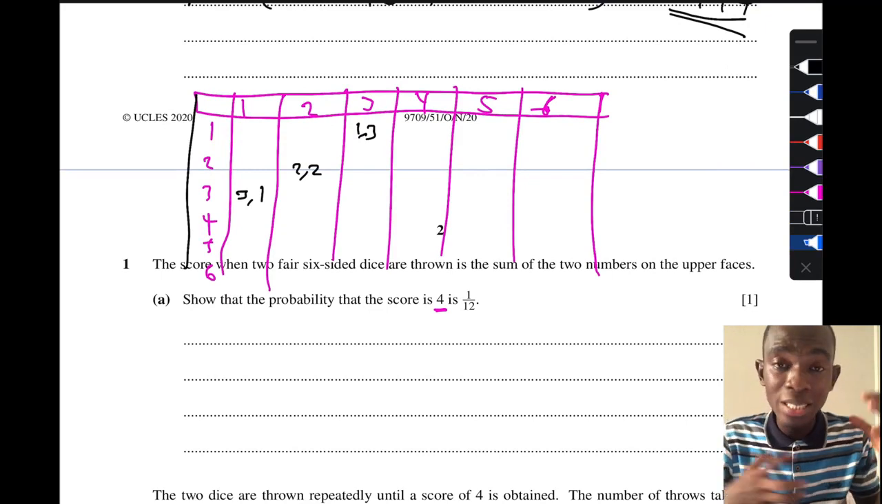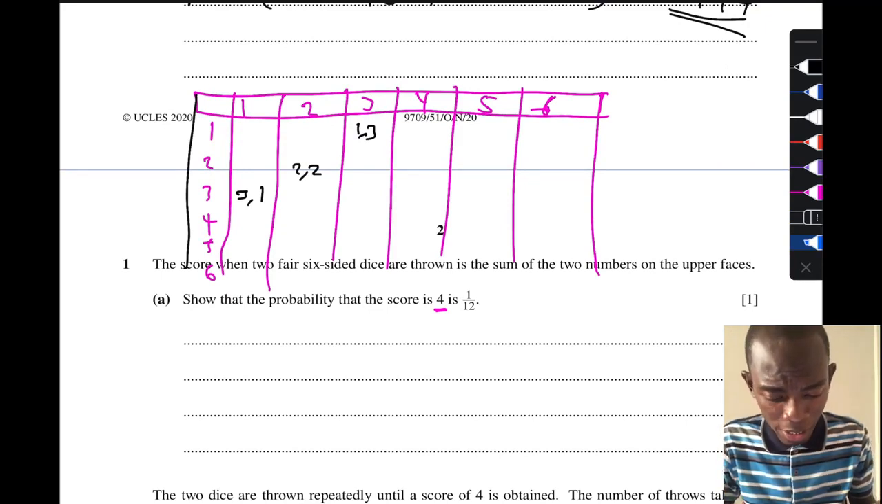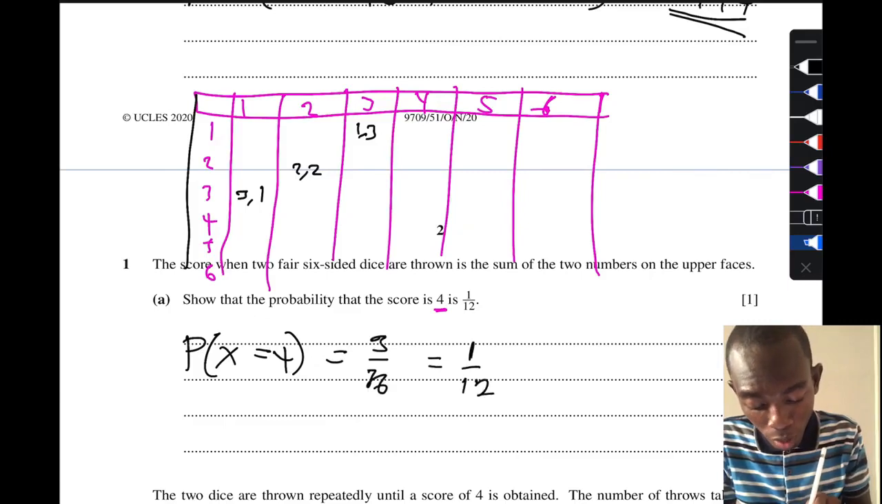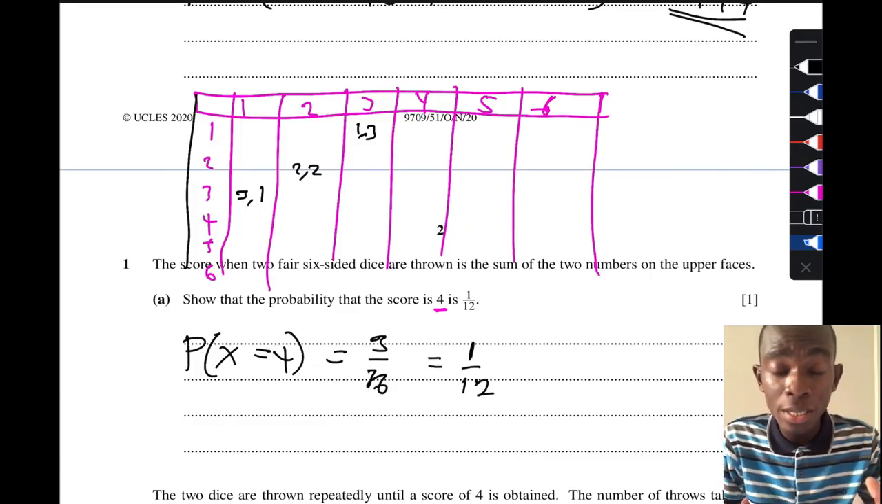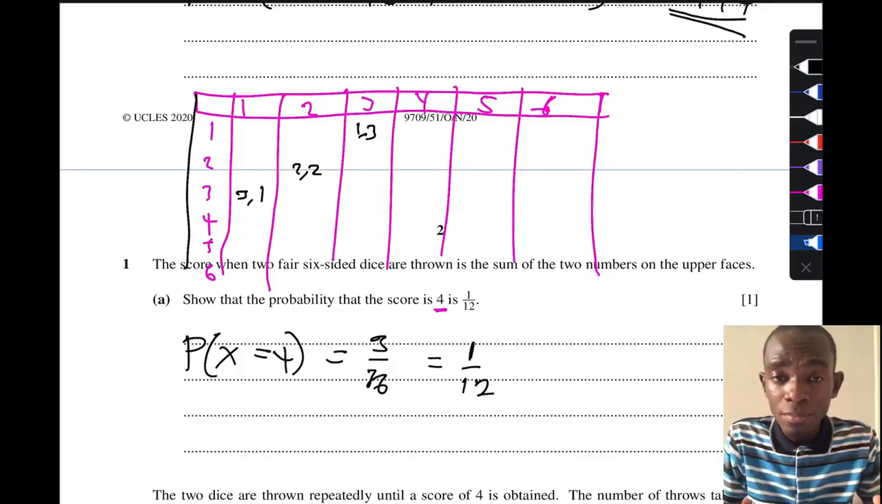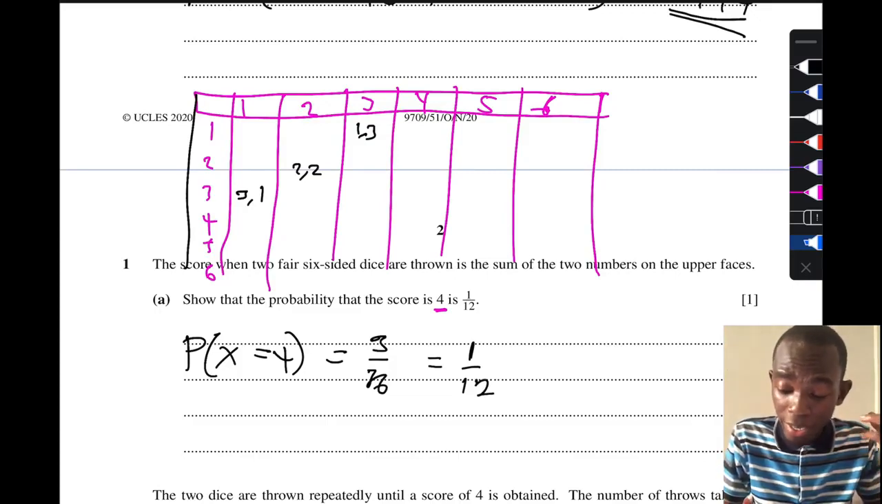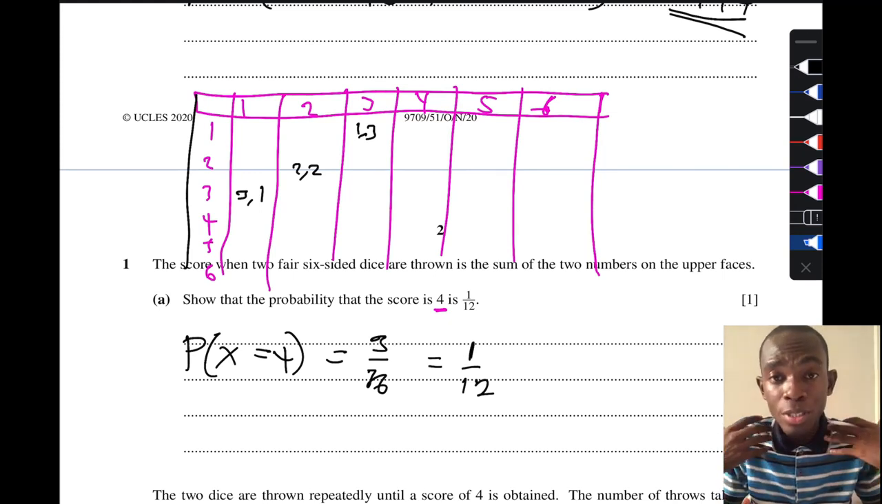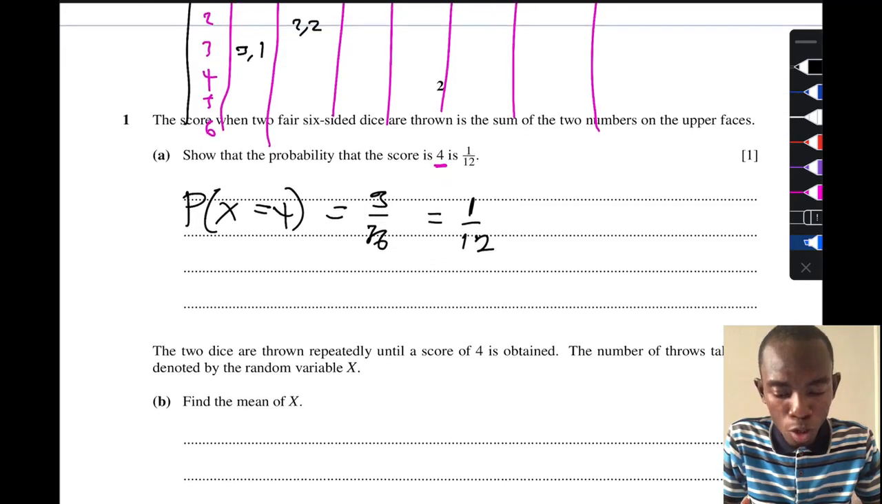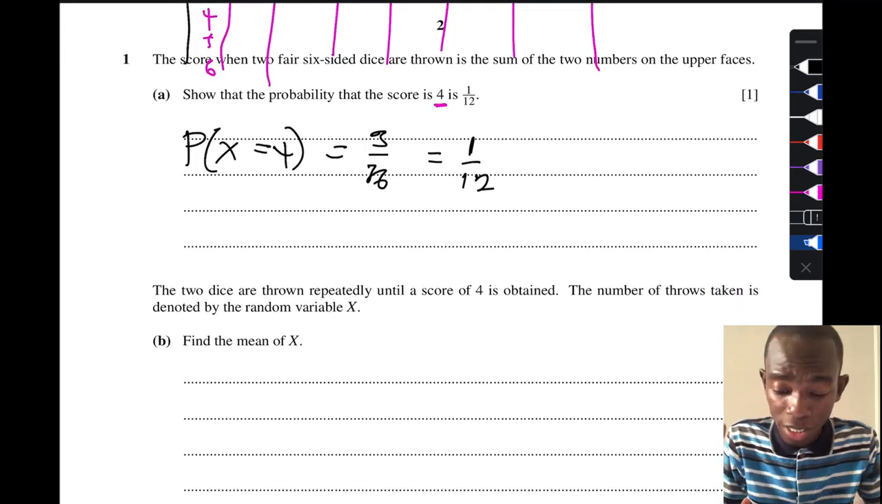But the entire sample space is 6 times 6, so that's 36. So the probability of getting a score of 4 is 3 out of 36, and 3 over 36 is 1 over 12. Okay, so that is what they wanted. So you don't really have to do the entire table. You just do a little thing and then think about it. They said the sum, so you deal with when you can add the 2 numbers to get a 4, and you are good to go. Now we know that we are correct because we were to show that it's 1 over 12.